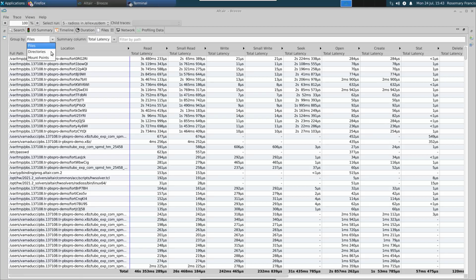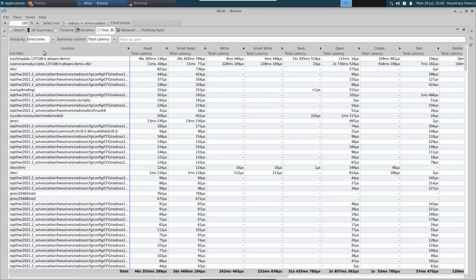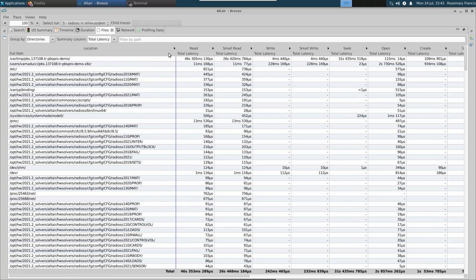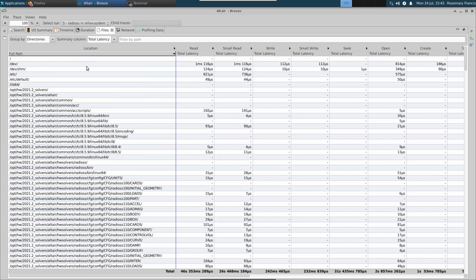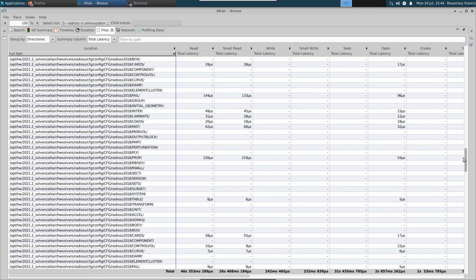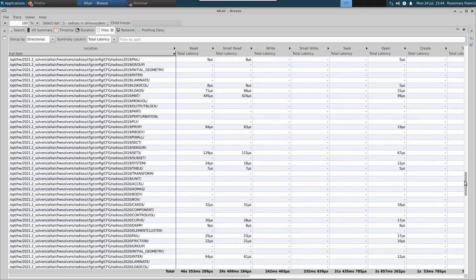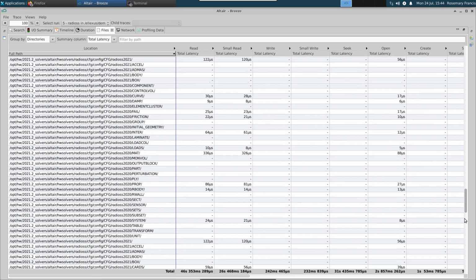Now, I always like to check the dependencies of an application. Since there are lots of files accessed by Radios, I'm going to look at the directories view, which groups results by directory. You can see Radios is installed in /opt. That's where we have most of the dependencies.